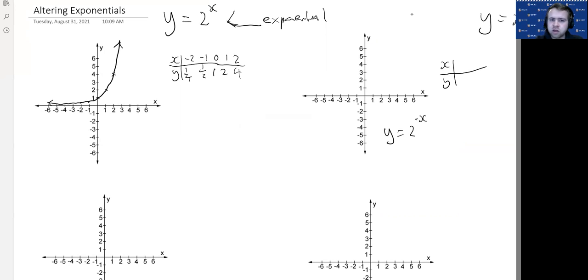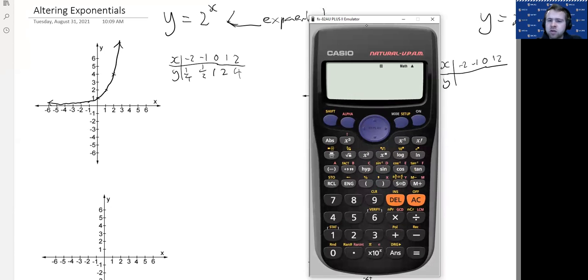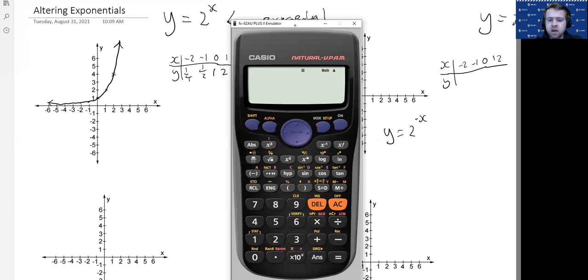Okay, so again, we're going to do the same values, -1. So basically, what's going to happen here is we're going to change the sign of the x value. So if it was negative, it becomes positive, and we're going to get this mirroring effect. Let me show you what I mean.